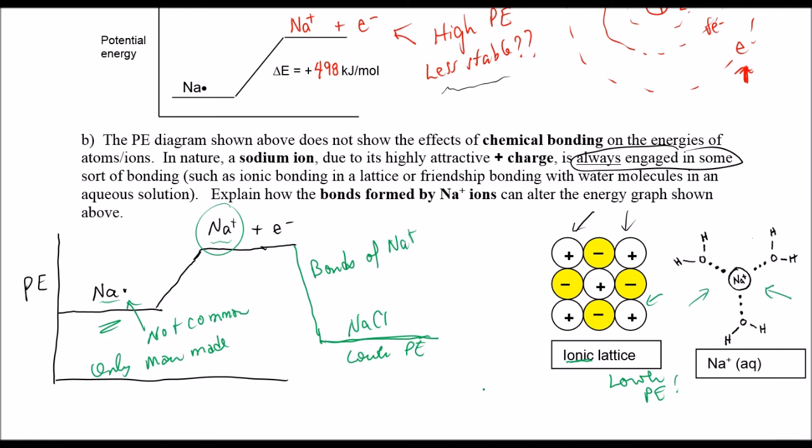So I'm hoping this makes sense to you. Without bonding, this would be unstable. With bonding, it can be a nice low potential energy, a natural process to go downhill.